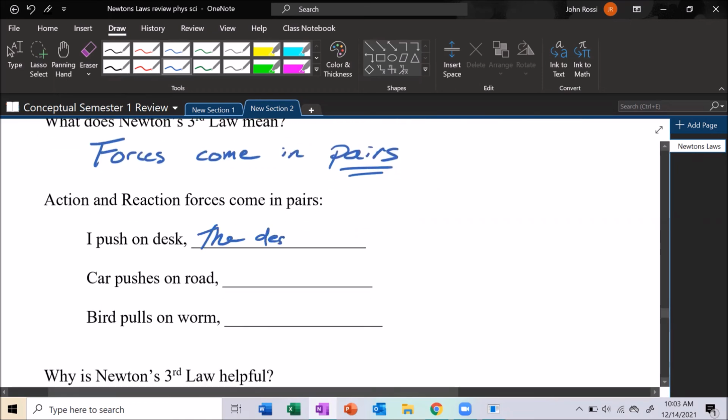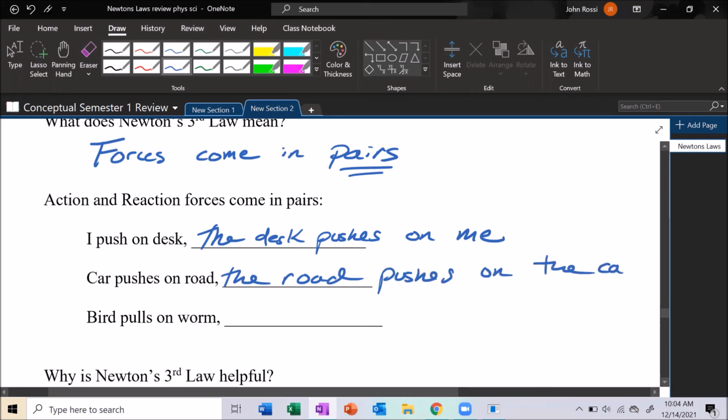So let's do some examples of action-reaction forces. If you push on the desk, the desk pushes back on you. When the car pushes on the road, the road pushes back on the car. And likewise, when a bird pulls on the worm, the worm is actually pulling back on the bird.